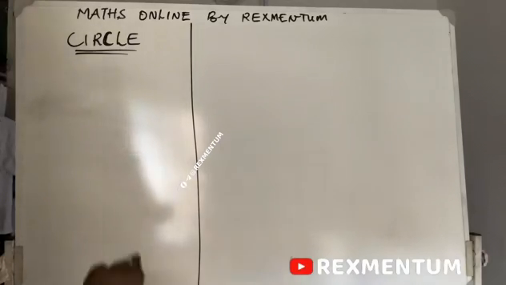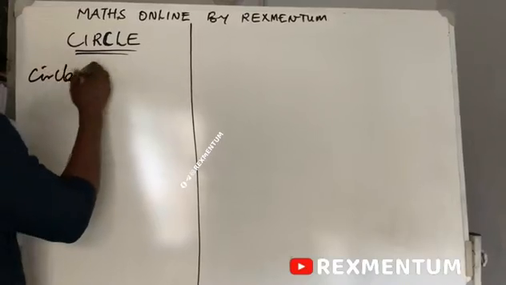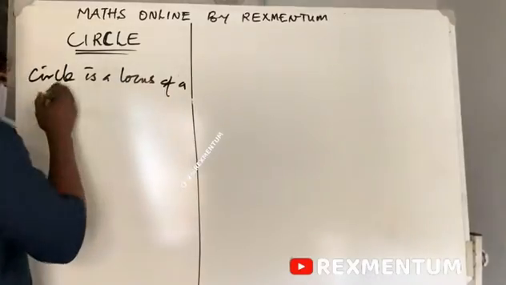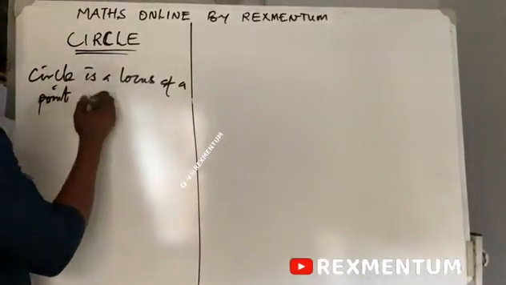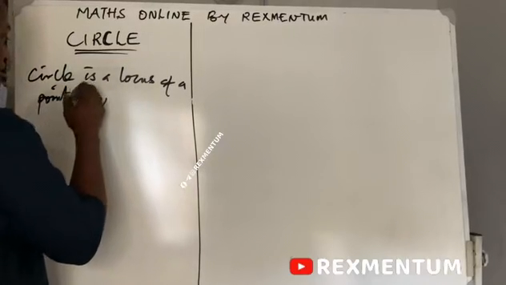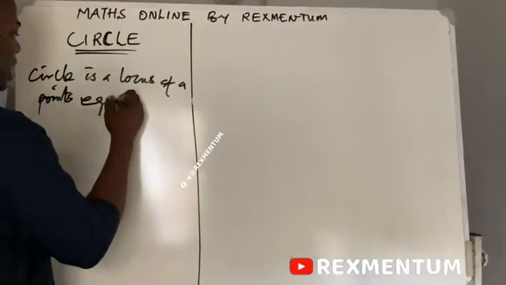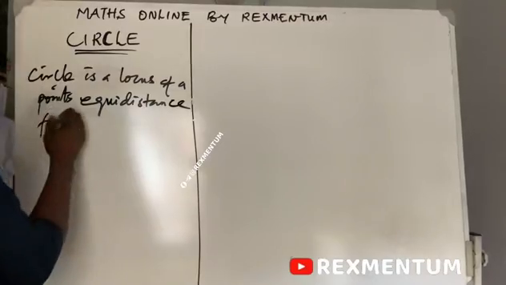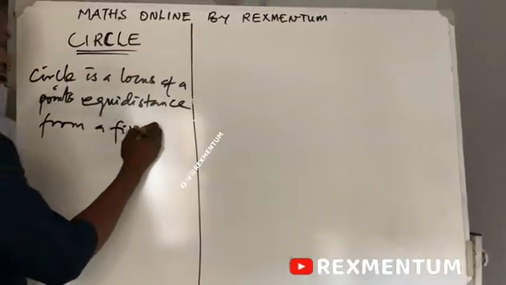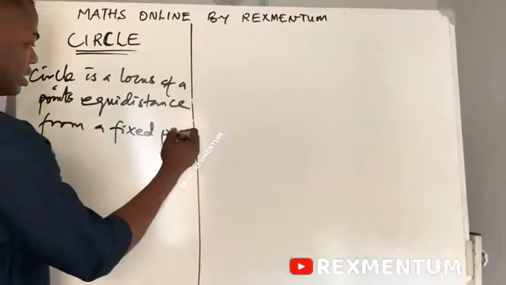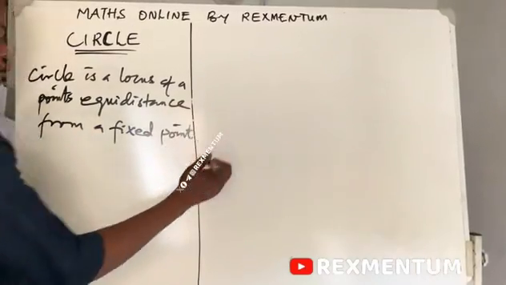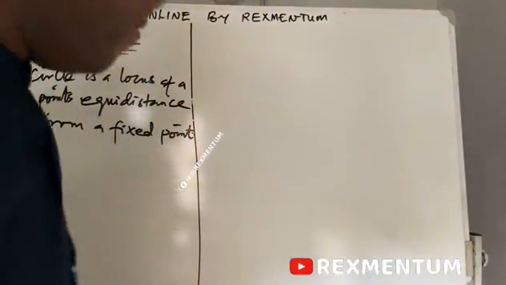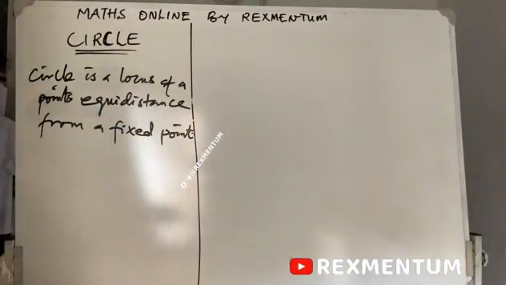Of course, circle is a locus of a point or points, locus of points equidistant from a fixed point. So that is what circle is. It's a locus of points equidistant from a fixed point. So that is what circle is.